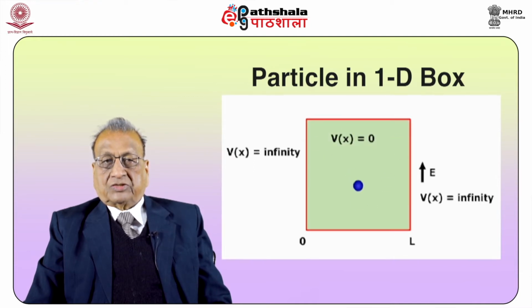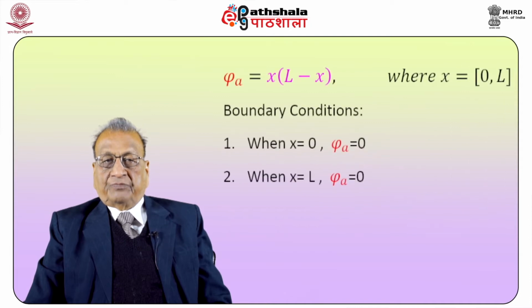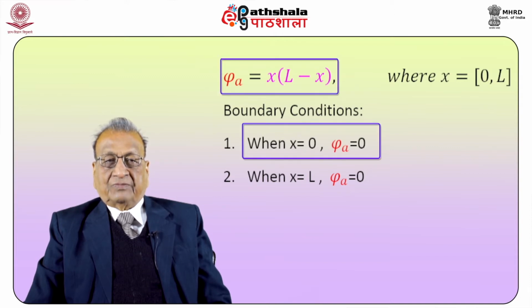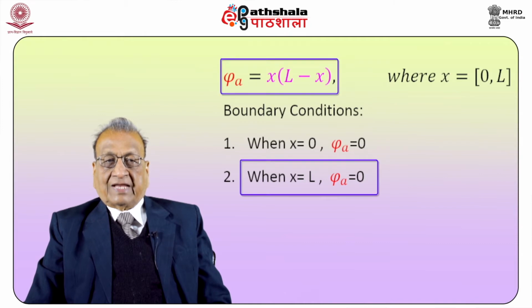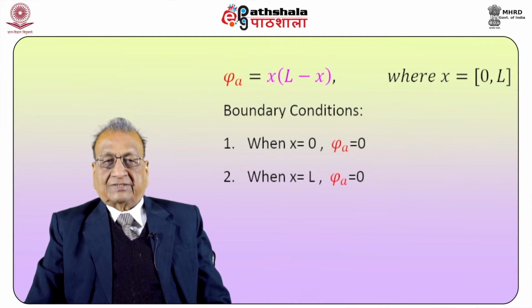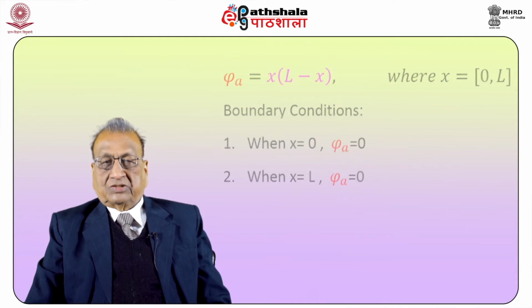Now the boundary condition of the problems are known, that the wave function has to be 0 both when x is 0 and when x is L. If we choose the approximate wave function phi a equal to x into L minus x, then it can be seen that when x is 0, the function is 0. When x is equal to L, again the function is 0. So this satisfies both the boundary conditions.